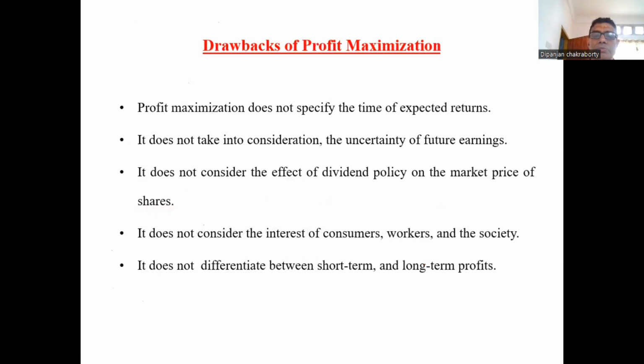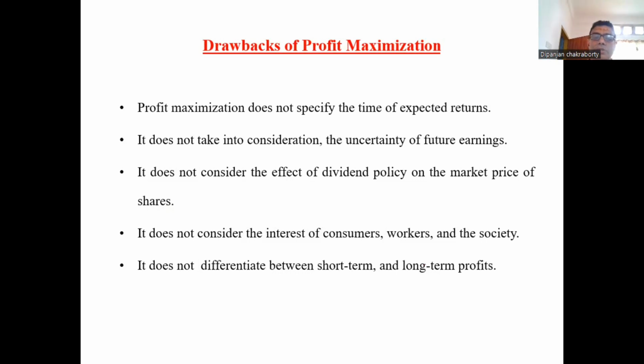Profit maximization does not specify the time of expected returns. No one can say what the expected returns will be in the coming years. We depend only on profits, but what the return will be in the coming 5 or 10 years, we cannot say if we only adopt the profit maximization policy. Profit maximization does not take into consideration the uncertainty of future earnings. Future is uncertain. No one can predict the future. So if we go for only profit maximization principles, the uncertainty of future earnings cannot be taken into account.